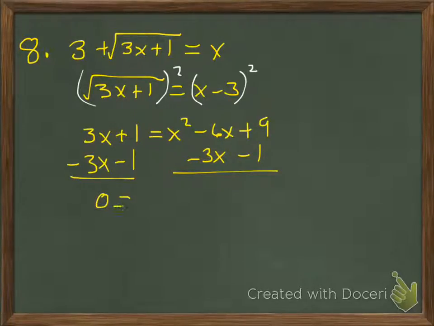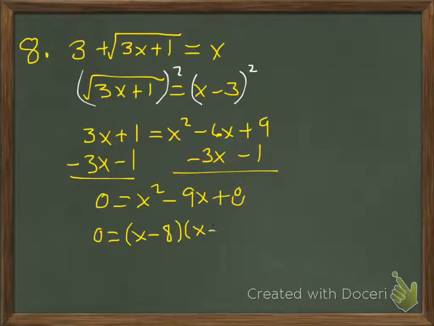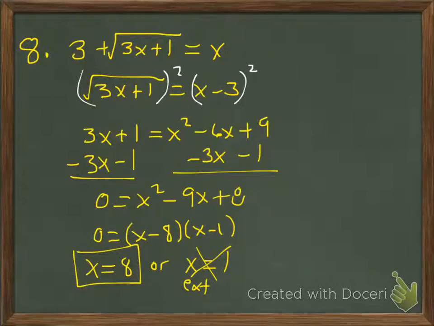So 0 is equal to x squared minus 9x plus 8, and we'll go ahead and factor that into x minus 8 and x minus 1. And then that gives us answers of 8 and 1. Now when I plug 8 in, 8 is going to work in the original equation at the top there, but the 1 is going to be an extraneous solution, so we're going to throw that one out. So we just have one good answer. Okay, we're going to look at two other commonly missed problems on this exam.